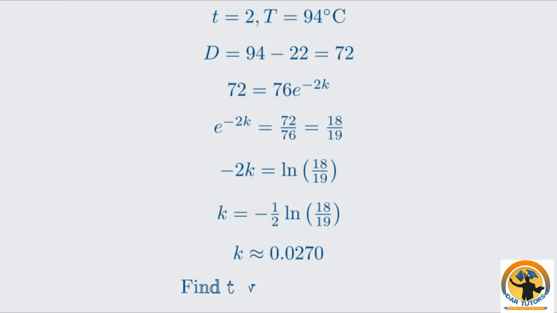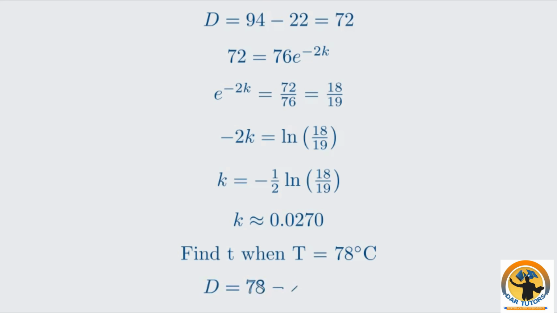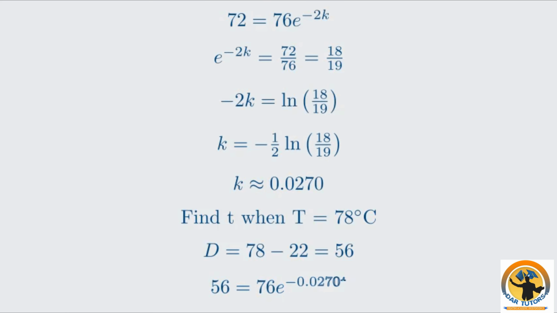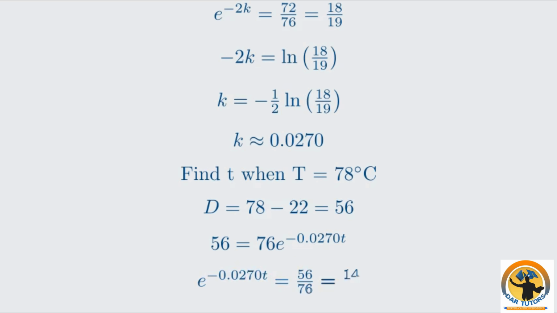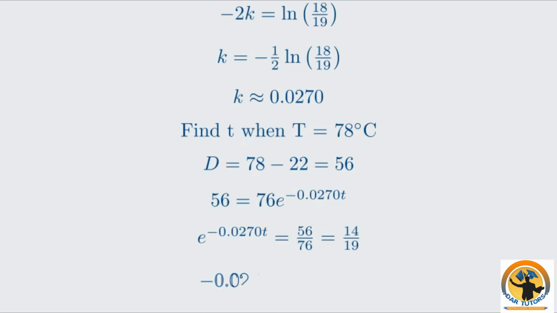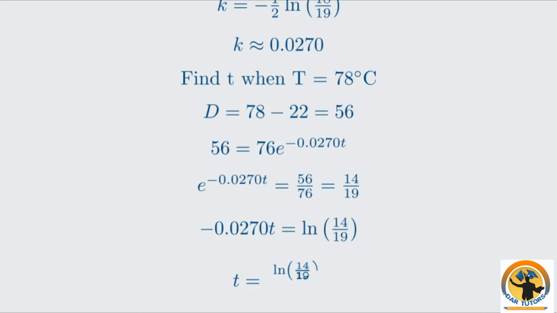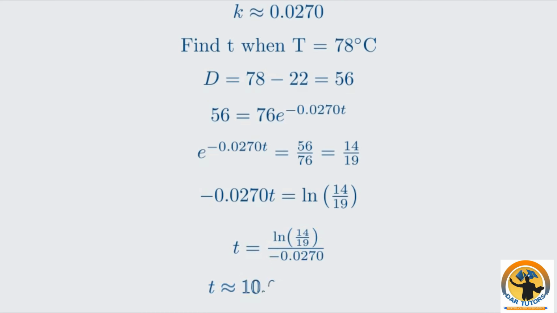The final part of the question asks for the time it takes for the tea to cool to 78 degrees. At this temperature, the difference D is 78 minus 22, which is 56. We set our model equal to 56 and solve for t. First, divide by 76. Take the natural logarithm of both sides. This gives us negative 0.0270t equals ln of 14 over 19. Finally, we divide by negative 0.0270 to find t. The time is approximately 10.6 minutes. So, it takes about 10.6 minutes for the tea to cool to 78 degrees Celsius.